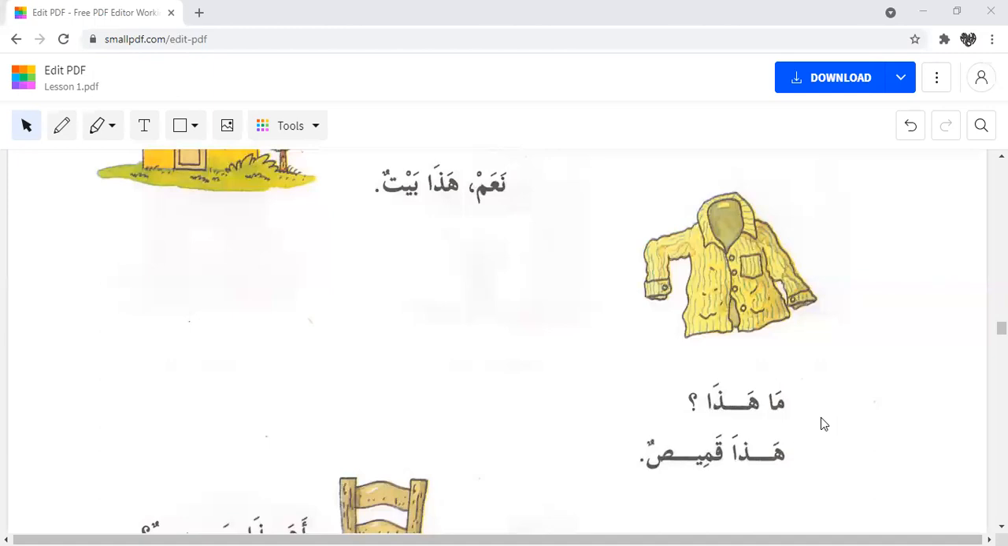Ma hada? What is this? Madha qamisun. Could you read that again, please? Madha qamisun. So the first part was correct. This is mahada. What does mahada mean? Mahada, what is this?